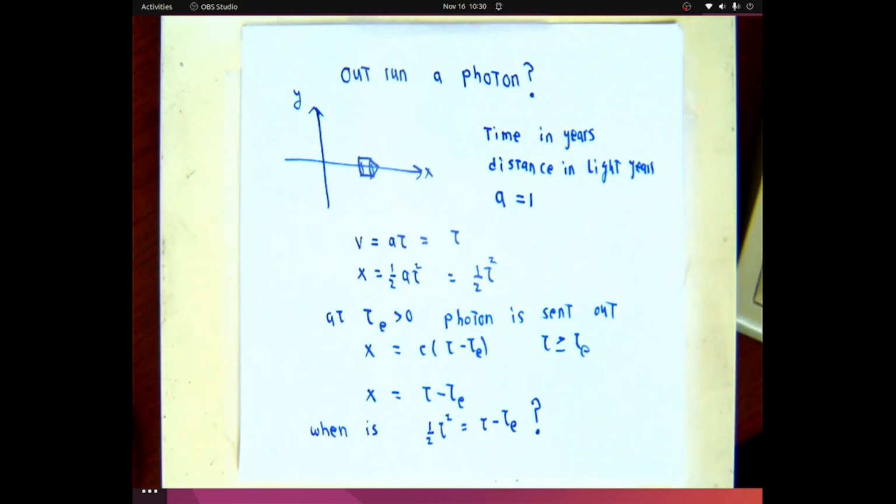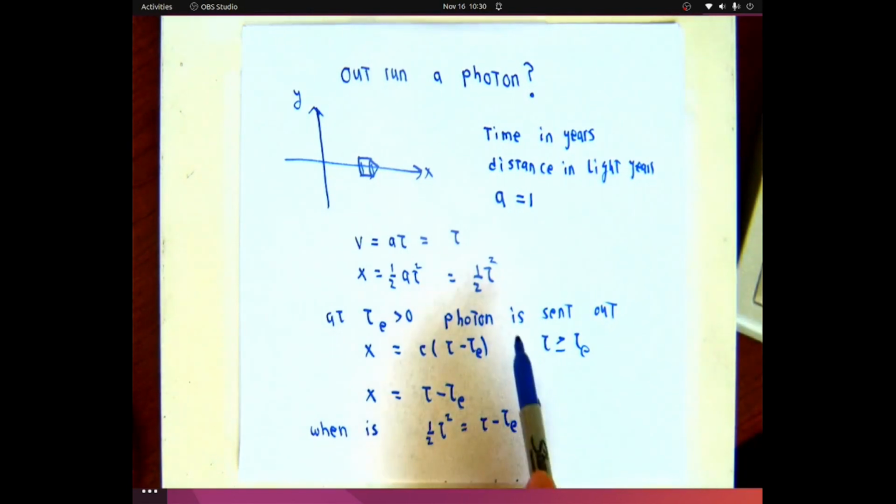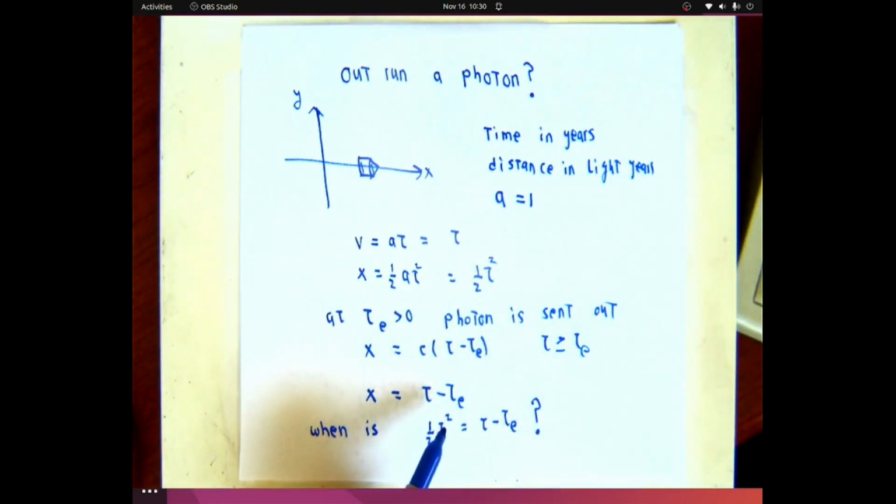A natural question to ask is, where, or equivalently, when does the photon catch up with Fred? When are 1/2 t squared and t minus t sub e equal to each other? This will give us an equation to solve.